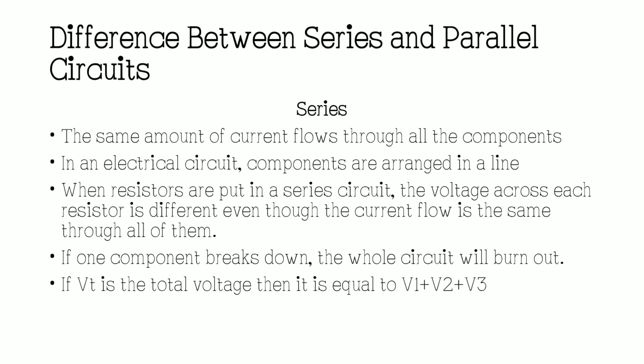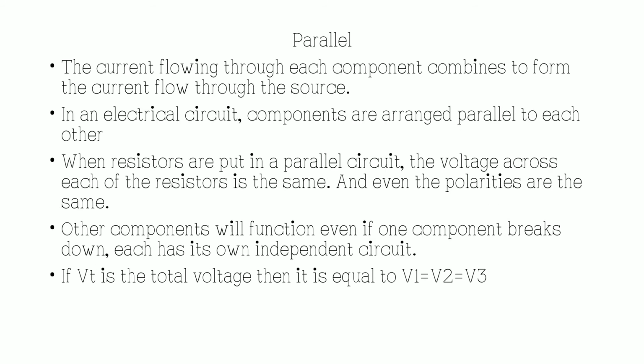So if we go into detail about the series circuit, as we already studied before, the same amount of current flows through all components. In an electrical circuit, components are arranged in a line. When the resistors are put in a series circuit, the voltage across each resistor is different, though the current flow is the same. If one component breaks down, then the whole circuit will fail. So if Vt is the total voltage, then Vt = V1 + V2 + V3.